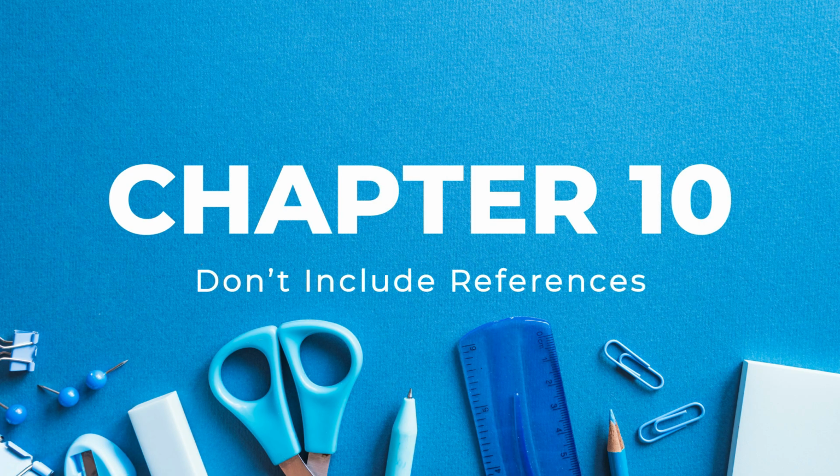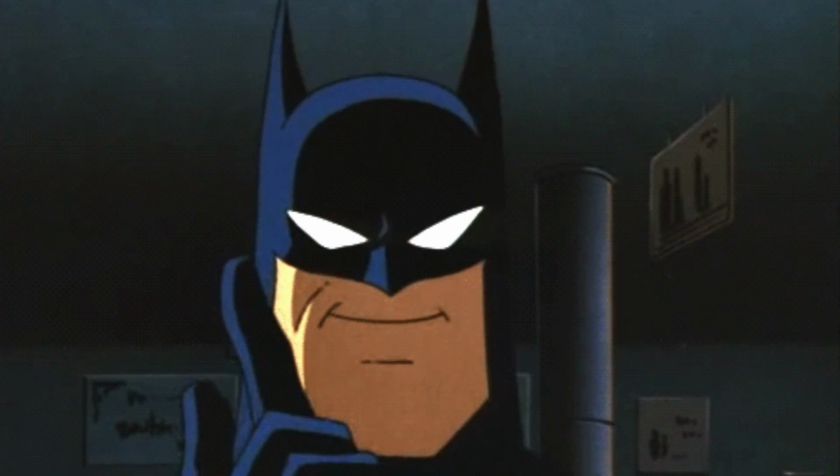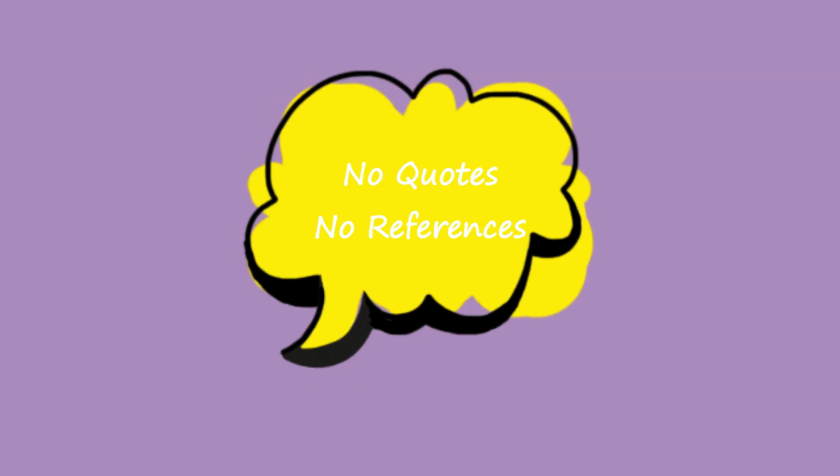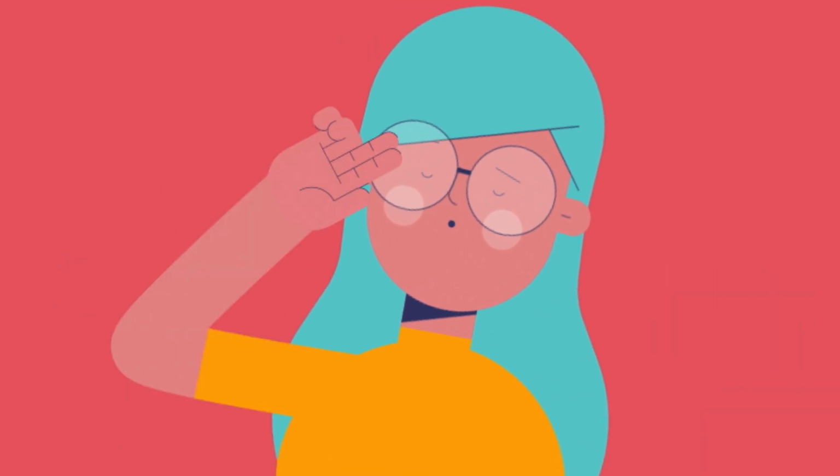Chapter 10. Don't include references. Tempted to name-drop famous researchers? Don't. Abstracts don't need citations or literature reviews. No quotes, no references, no according to Smith, 2019. Save that for the main body. Keep the abstract focused on your study.